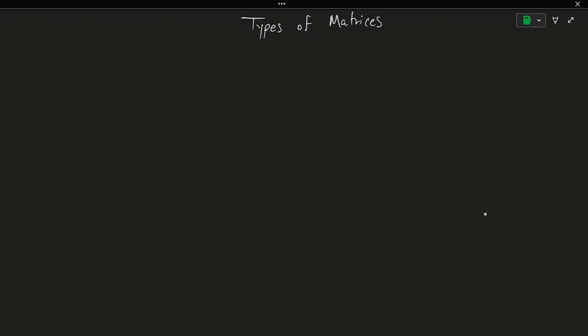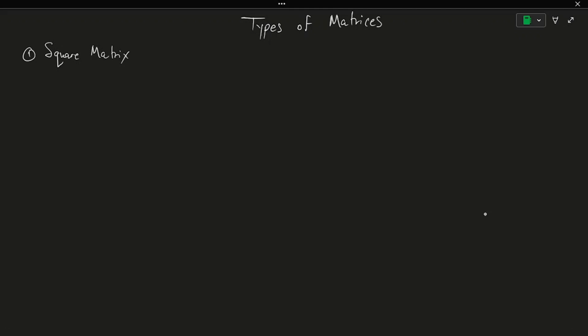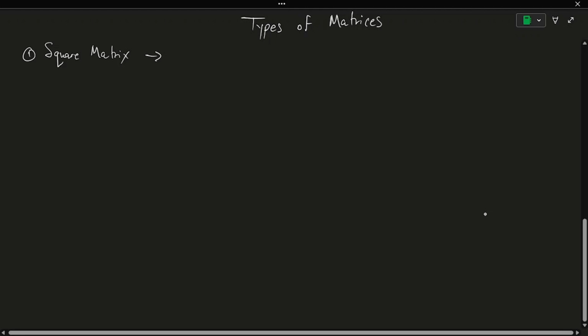Finally, in this video, we'll be talking about the types of matrices. There are different types of matrices, and the first type of a matrix is what we call a square matrix. So what is a square matrix? A square matrix is a matrix with rows being equal to columns. So we've seen this before. An example of a square matrix is what we've done already.